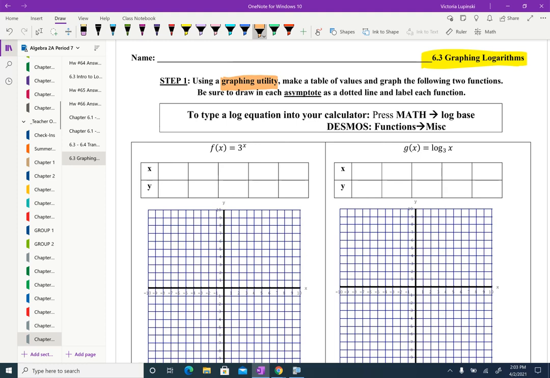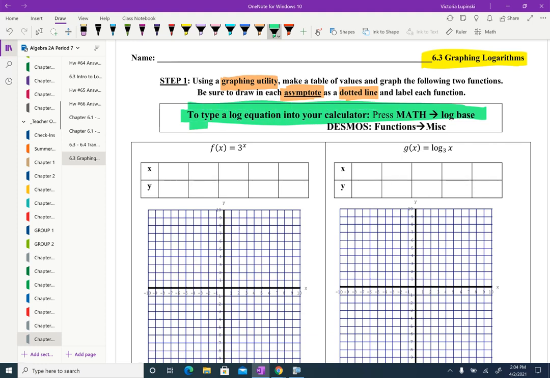So using a graphing utility, we're going to make a table of values and graph each of the following. Be sure to find the asymptote, draw it as a dotted line, and then add it to the graph. Remember that no matter what graphing utility you use, it does not actually show you the asymptote, so you have to know that it's there. And of course, an asymptote is a value that the graph is getting closer and closer to, but never actually quite touches.